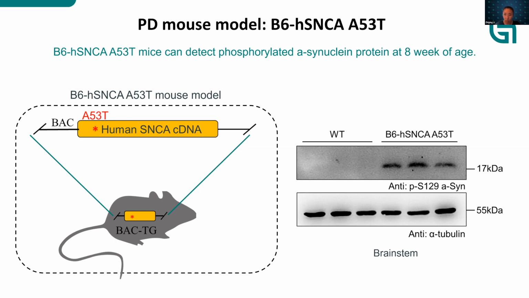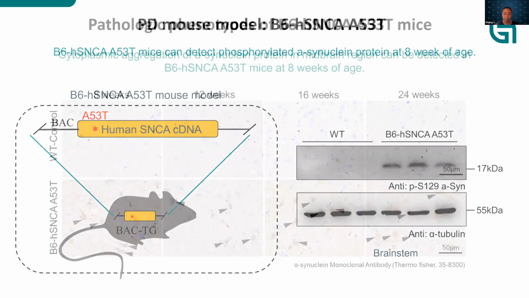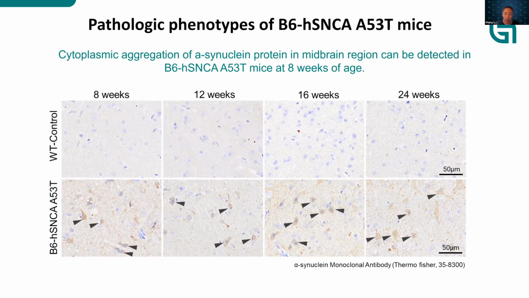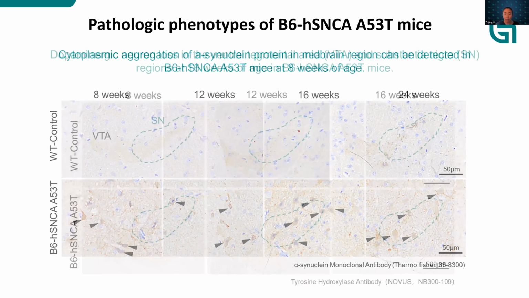Showing you on the right side is the validation. We're doing Western to see that the human protein is present in the mouse brain. At the cellular level, starting from 8 weeks of age, we can see the protein accumulation in the cells in the midbrain, and it progresses as the mouse ages. Up to now, we are assaying animals at about 6 months of age.